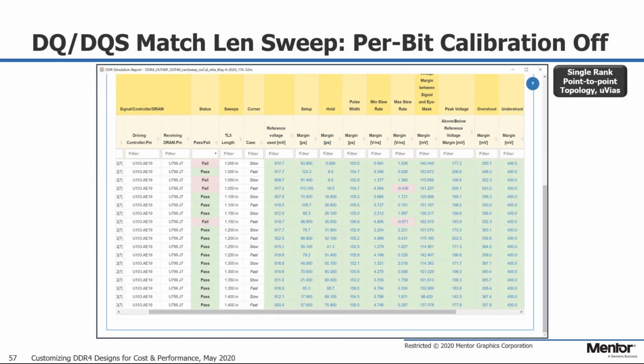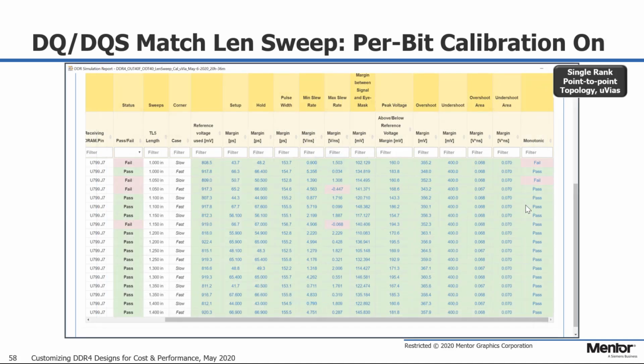Here are the results with per bit calibration off. As the data net gets shorter, the hold margin starts to shrink, and as DQ gets longer, the setup margins get smaller, especially for the slow corner case. But with the per bit calibration on with the same sweep simulation setup, you can see that the setup and hold margins are now all balanced.